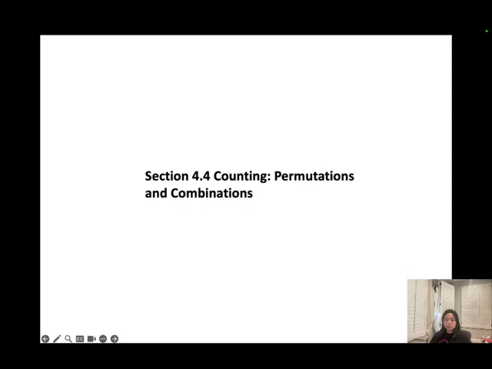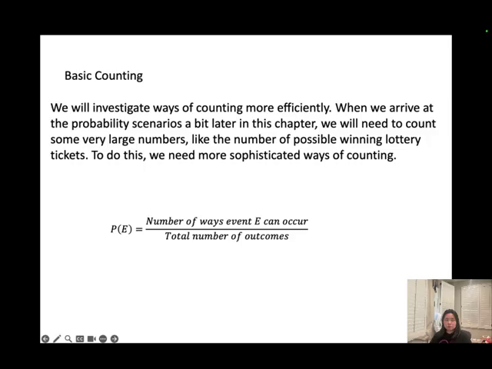Section 4.4 Counting, Permutations and Combinations. Basic counting. We will investigate ways of counting more efficiently. When we arrive at the probability scenario a bit later in this chapter, we will need to count some very large numbers, like the number of possible winning lottery tickets. To do this, we need more sophisticated ways of counting.